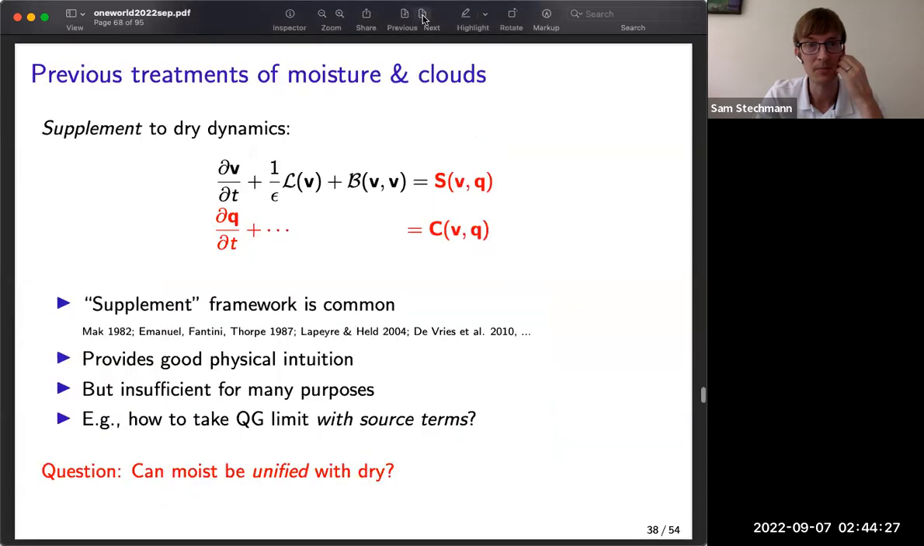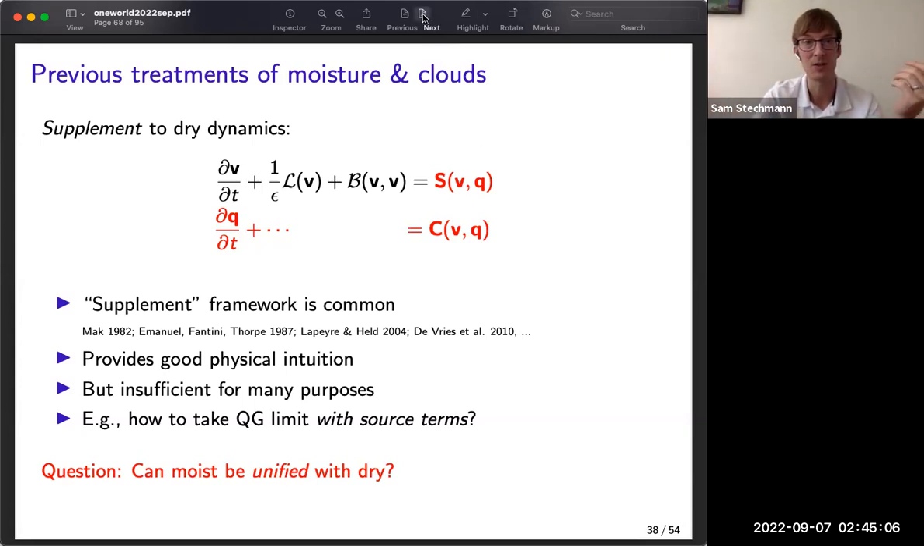This has been the previous treatment of QG systems: to put source terms on the right-hand side, add a water variable, and think of the water as a supplement to the dry dynamics. And this is useful, because it's a good physical way of thinking about it, that the moisture creates latent heating, and that heats the system and drives the circulation. But I feel like it makes things complicated if you want to, for instance, take the QG limit. So our question was, how can we think about this moist system in more of a unified way, so it looks more like the dry system?